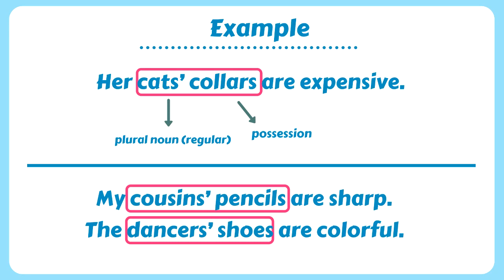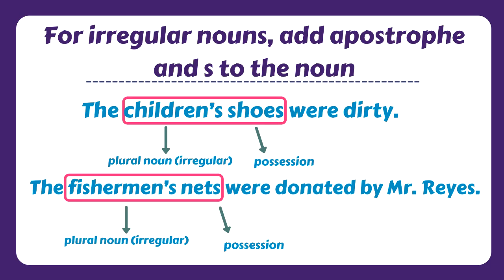Example: her cats' collars are expensive. My cousins' pencils are sharp. The dancers' shoes are colorful. Kapag ang plural noun ay hindi nagtatapos sa s dahil irregular noun sila, tulad ng children, doon ka lang gagamit ng apostrophe s. Example: the children's shoes were dirty. The fishermen's nets were donated by Mr. Reyes.